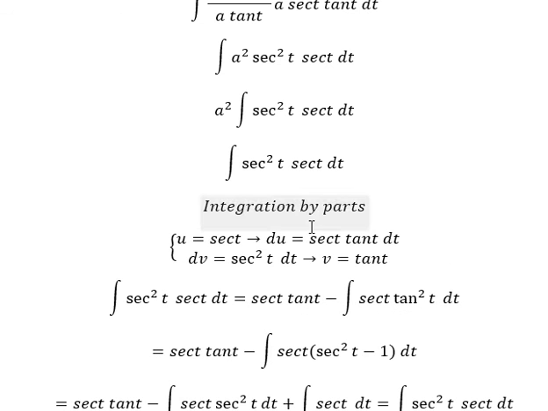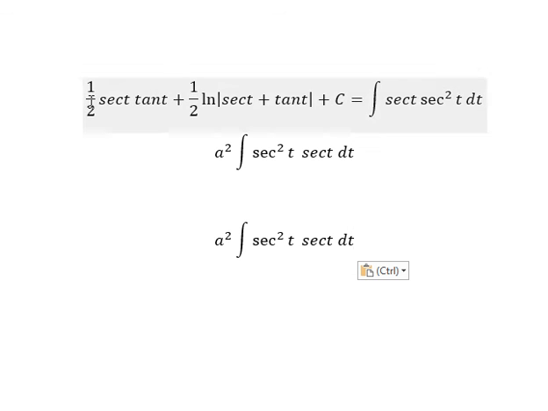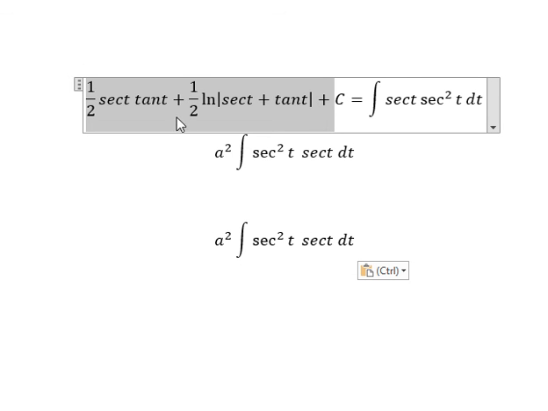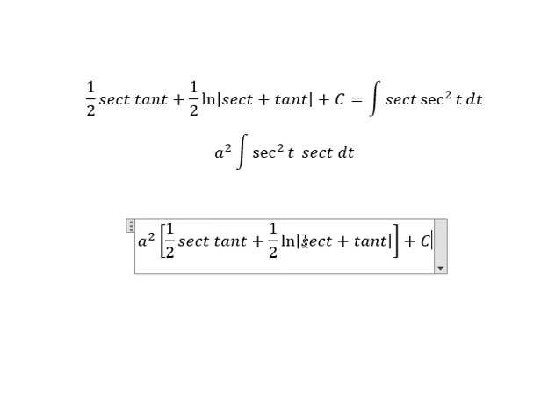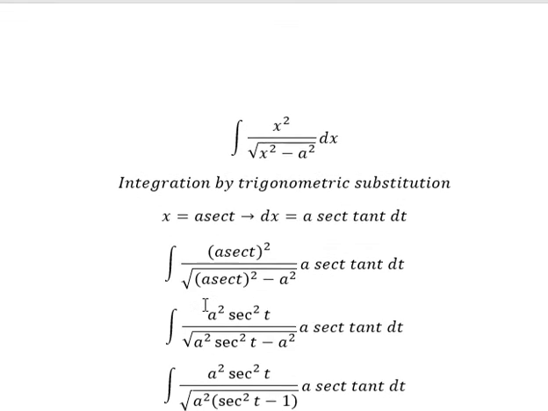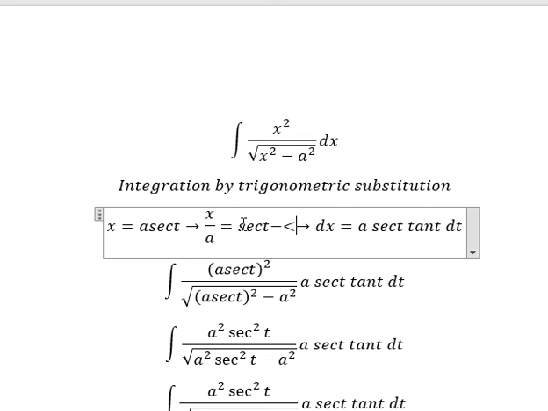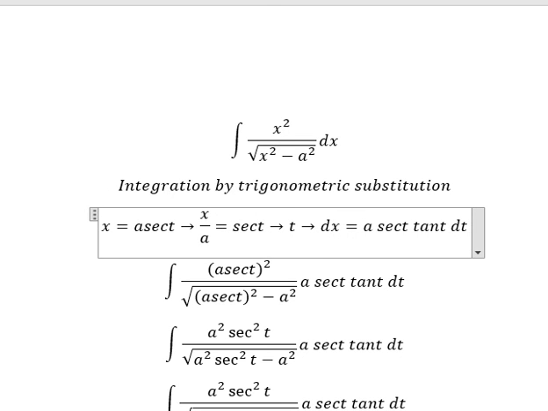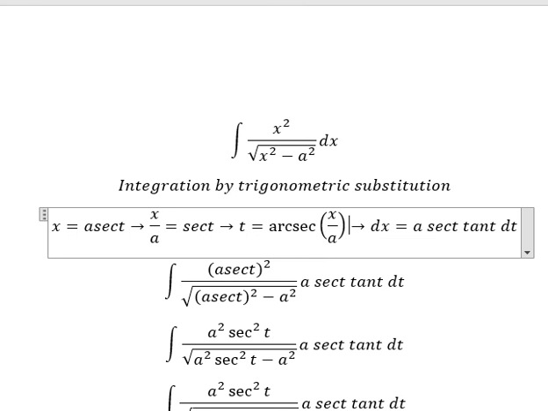Now we return back to this one. So this one we put in here. Now about t, we go back in here. So we need to divide both sides by a. And we can find the value of t, that is equals to arcsecant of s over a. So I will put this one to change for t.